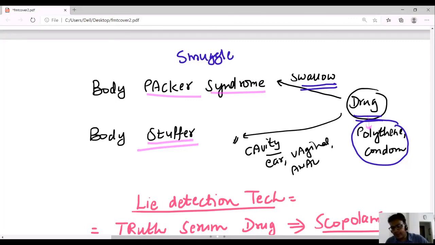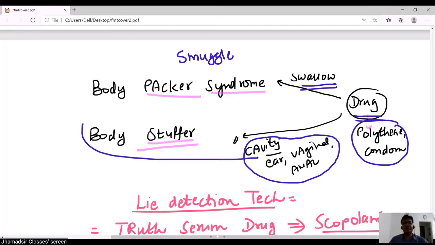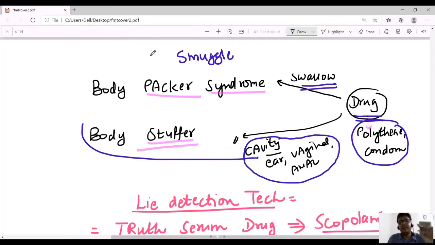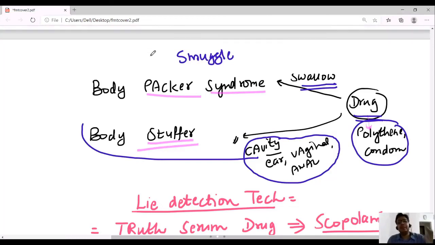And if you put the drug in your cavity, like ear cavity, vaginal cavity, or anal cavity, this is known as body stuffer syndrome. If the same drug in polythene and condom, you put in your cavity. The cavities are ear cavity, vaginal cavity, and anal cavity. This is known as body stuffer syndrome.